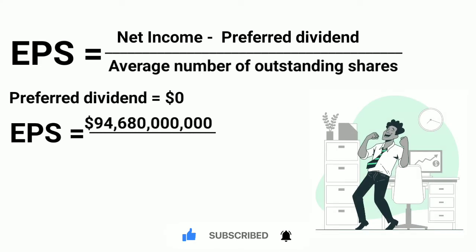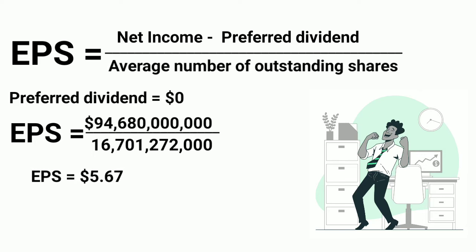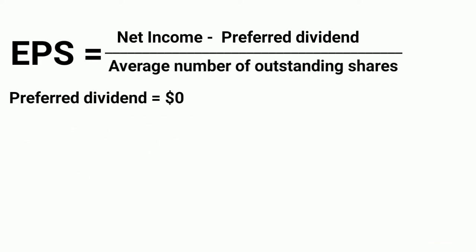$94,680,000,000 divided by 16,701,272,000. The earnings per share comes out to be $5.67. Thus, EPS indicates how much money a company makes for each share of its stock. This EPS is also known as basic EPS.